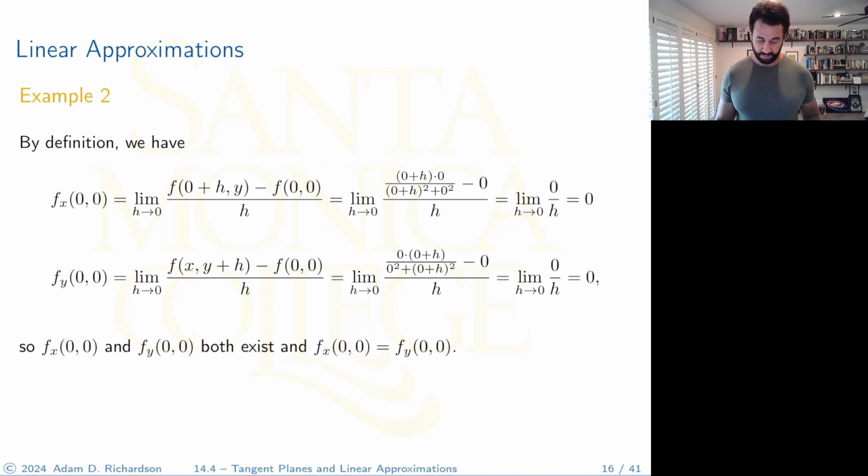So let's compute it. By definition, the partial derivative in the x direction at 0, 0 is given by the limit of this difference quotient. The increment is hitting the x coordinate. Here's what we get when I evaluate my function at h comma 0. Sorry, this should say 0, typo.